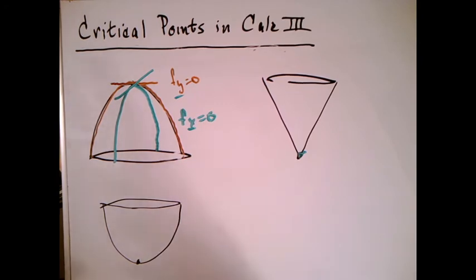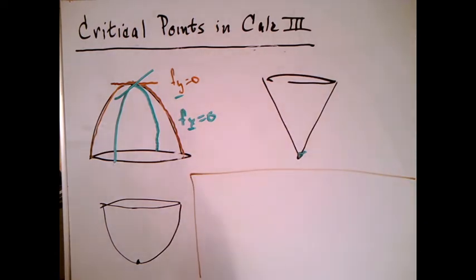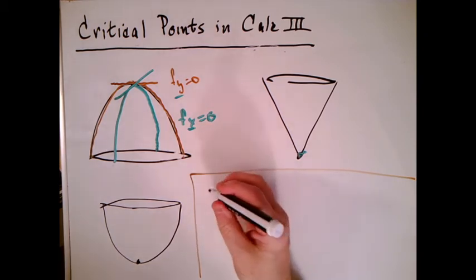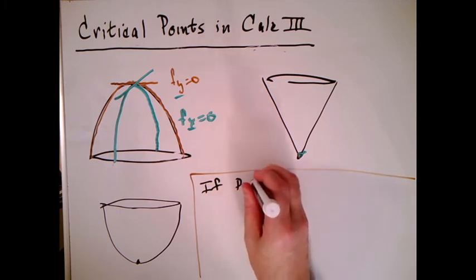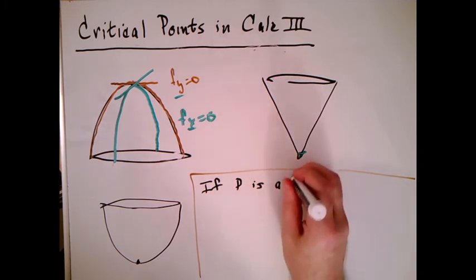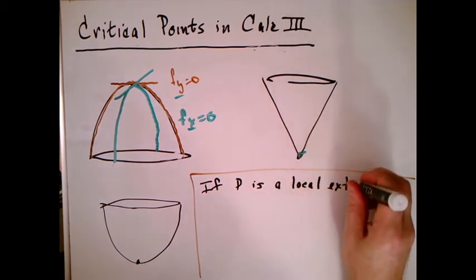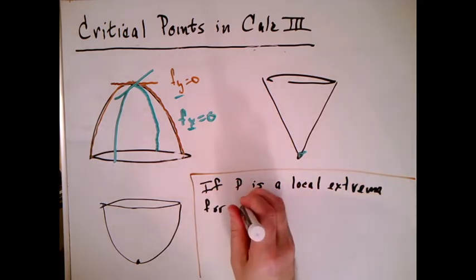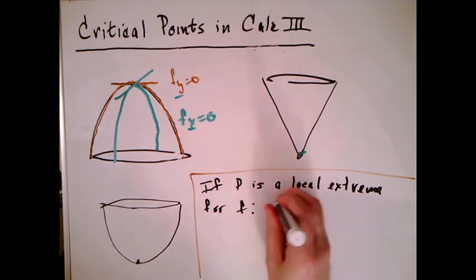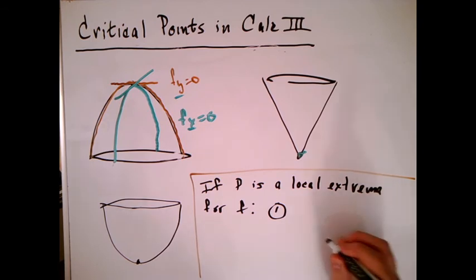If you're at a max or a minimum where one of the partials doesn't exist, we can draw this whole thing as a conclusion. Now let's make it better than this, I guess. If P is a local maximum or a local minimum, so we're going to say local extrema. That's all that means for f. Then one of two things has to happen. Well, either both partials are equal to 0. Well, we can say that in a single statement.